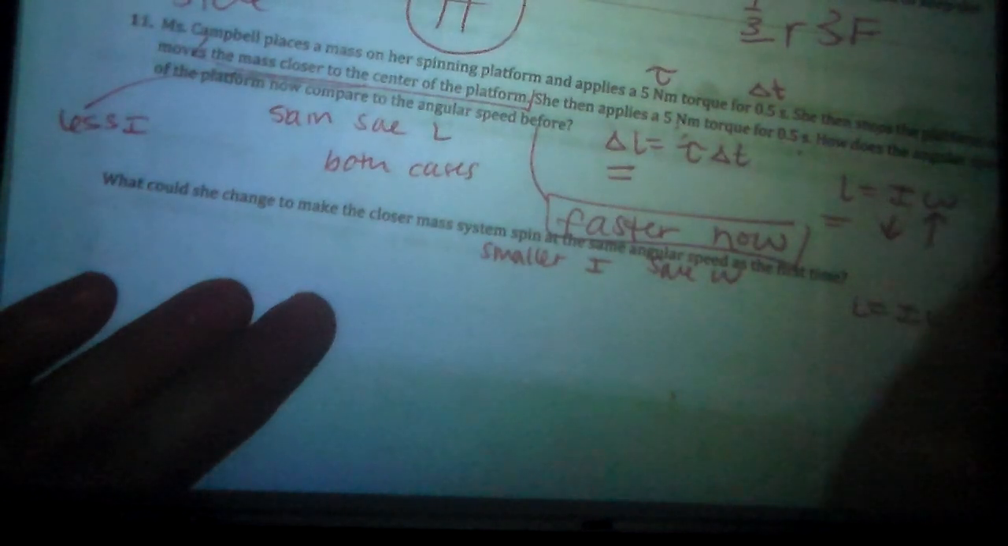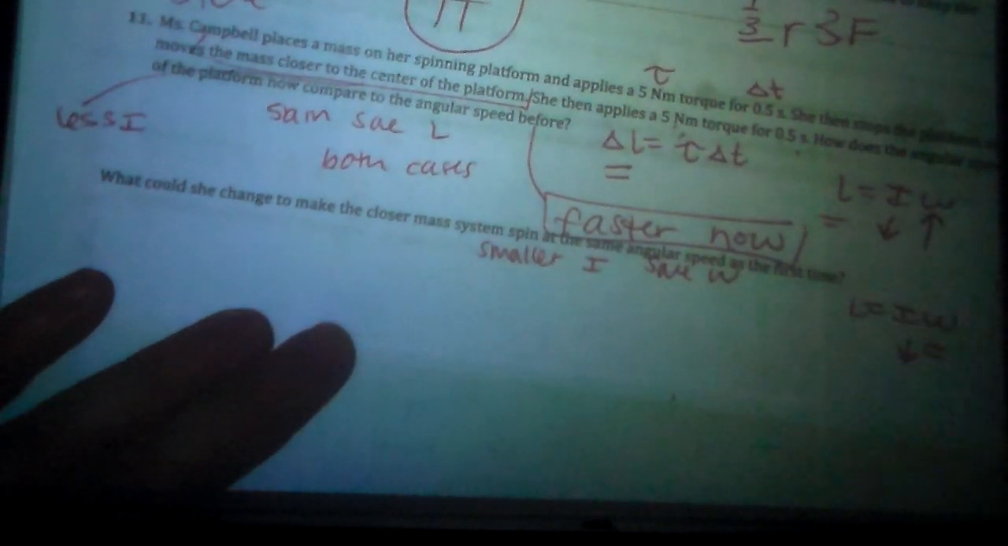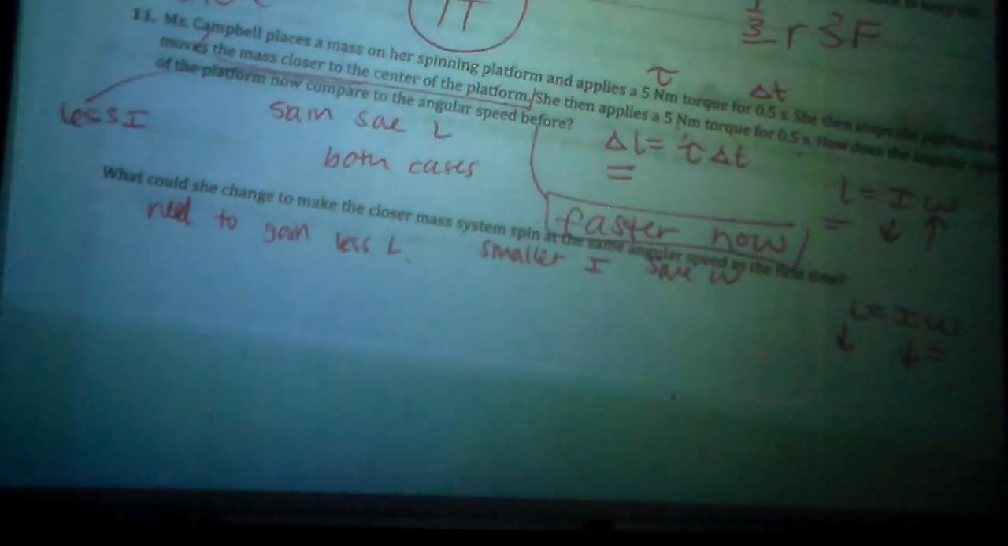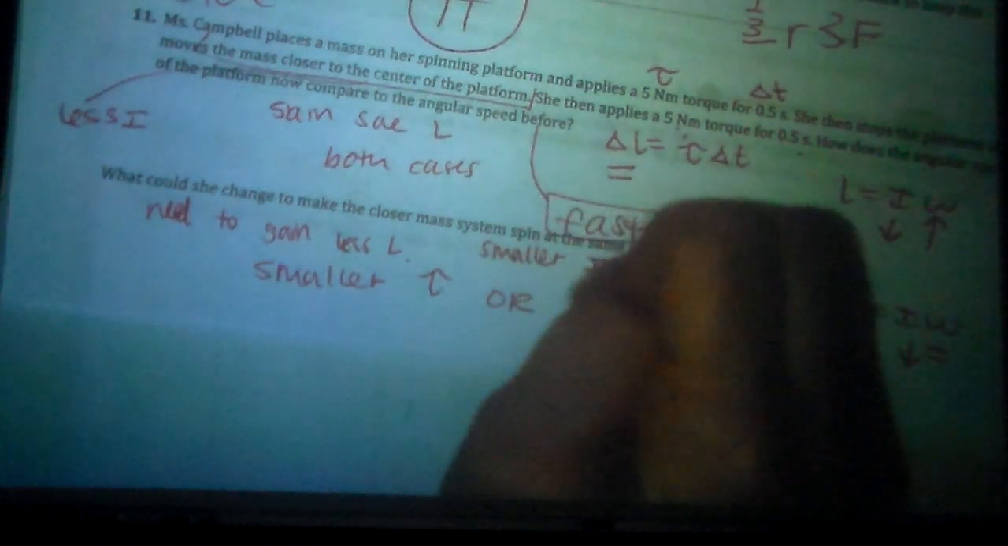What could I change in order to make that new system spin at the same angular speed? So I still want the smaller I, that closer mass, but now I want the same omega. L equals I omega. I still want this smaller, but I want this the same, so that means I need less angular momentum. So you need to gain less angular momentum. And if I'm going to gain less angular momentum, well, that came from the torque and the time. So I can either have a smaller torque, or you can apply that torque for less time.